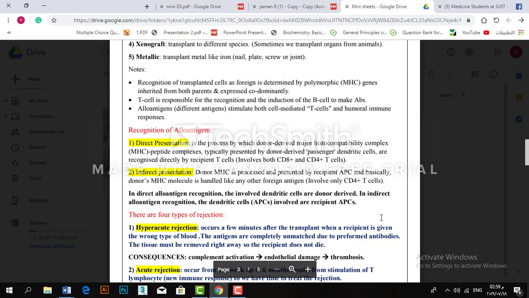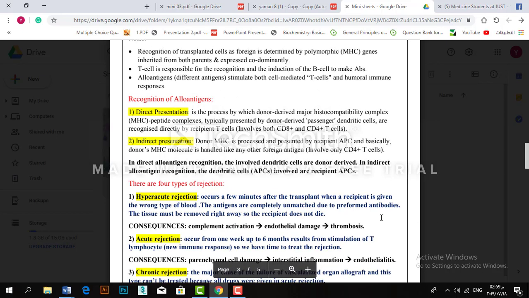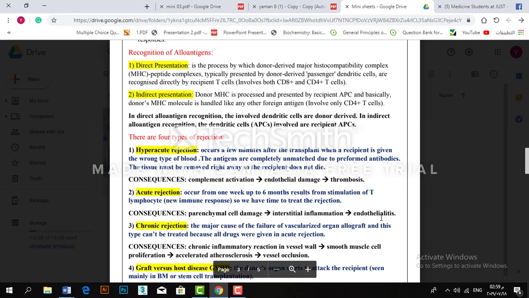Now alloantigens, meaning different antigens, stimulate both cell-mediated immune responses, which is the T cells, and humoral immune responses, which is the B cells. How do we recognize alloantigens, or different antigens? We recognize them in two ways. The first way is direct presentation and the second way is indirect presentation. Direct and indirect presentation differ in the APC cells that recognize the antigen.